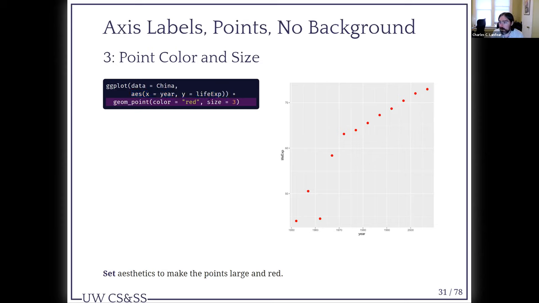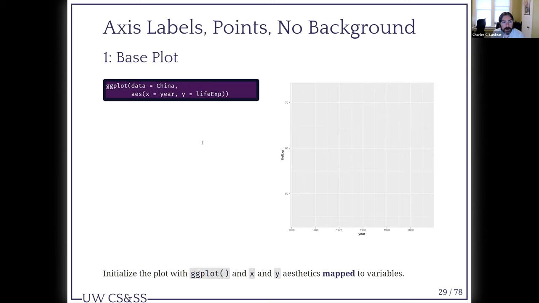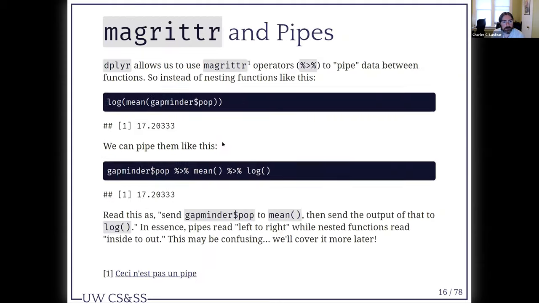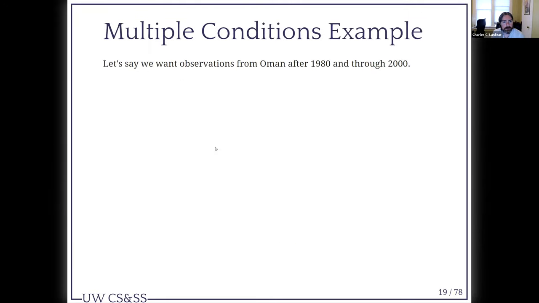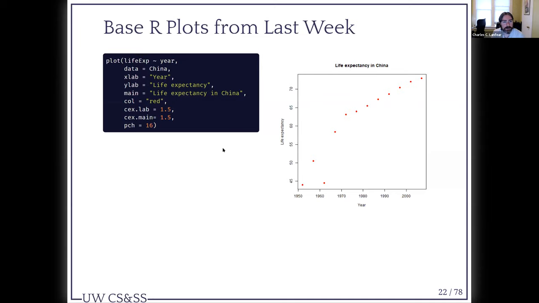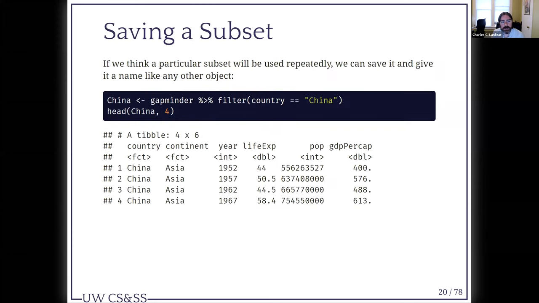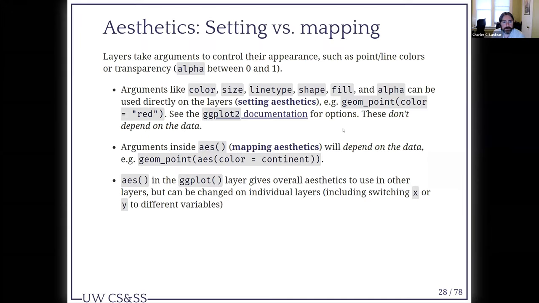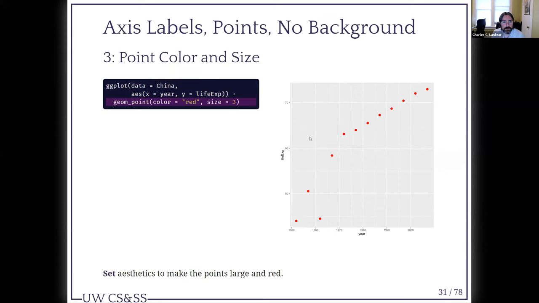Okay, so here's a question. Can you help with this error? Object China not found. You most likely did not create the China data way back. Here, this next one. There we go. This slide right here. I created the China data as China, assigned to it gapminder filter country China. That will make it. Okay. Zoom. We are right here.